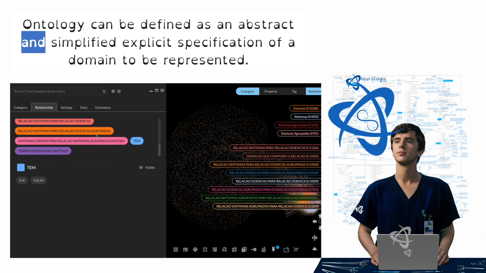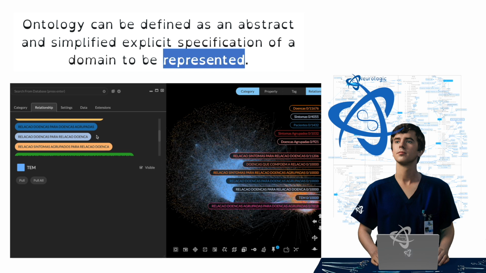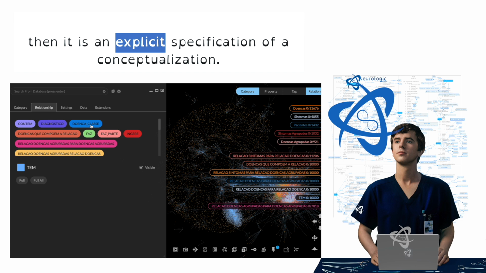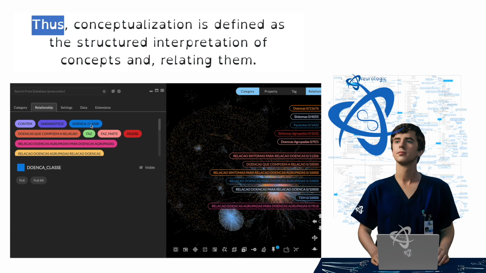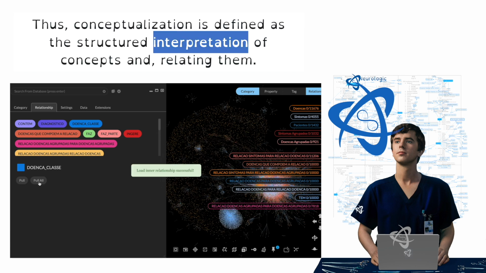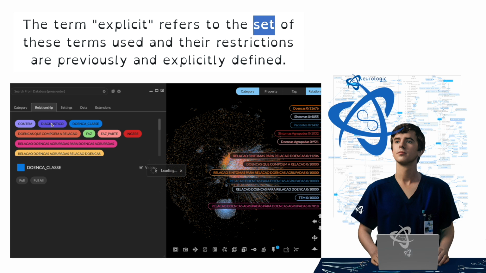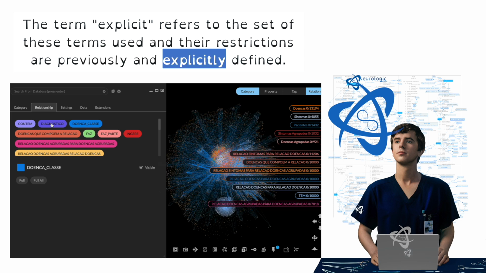Ontology can be defined as an abstract and simplified explicit specification of a domain to be represented. In the area of intelligent systems, if an entity can be represented, then it is an explicit specification of a conceptualization. Thus, conceptualization is defined as the structured interpretation of concepts and relating them. In this case, those selected as relevant in a given domain are referred to.